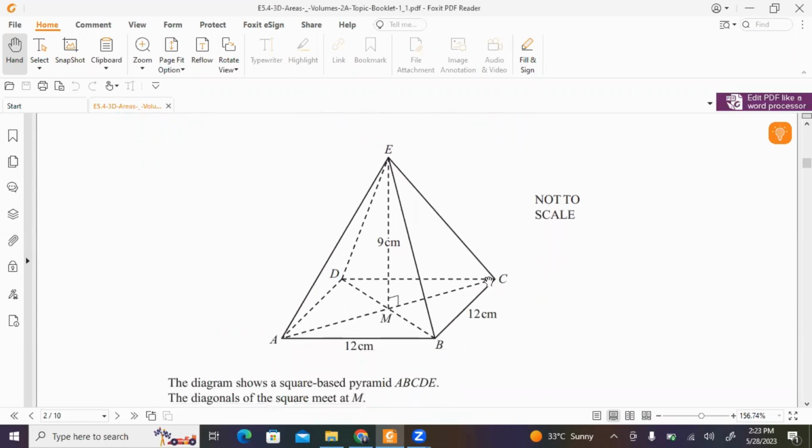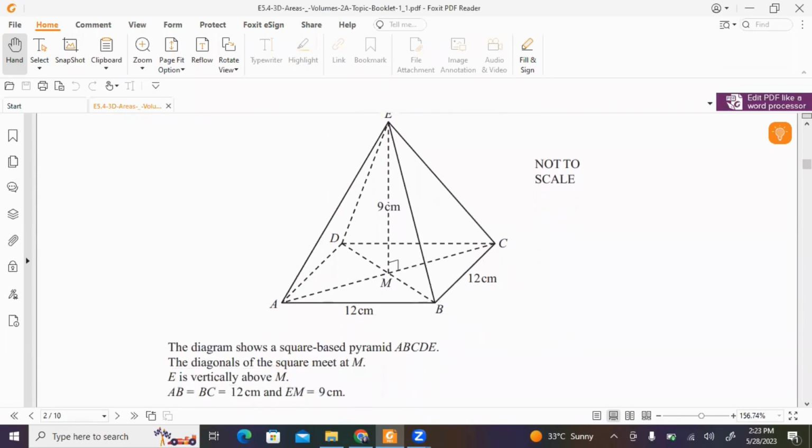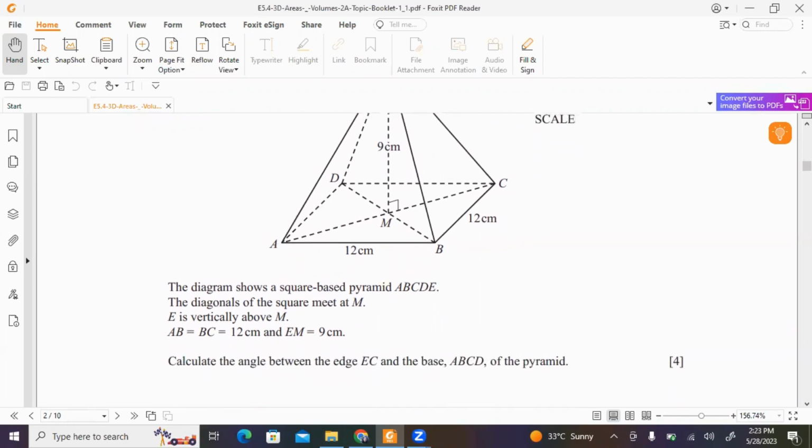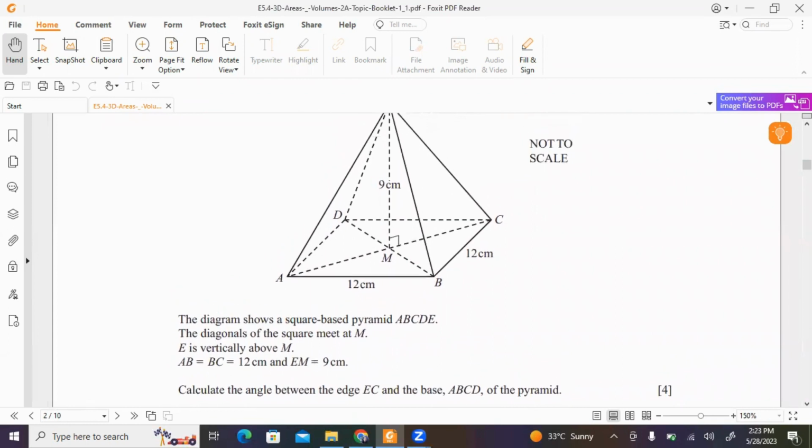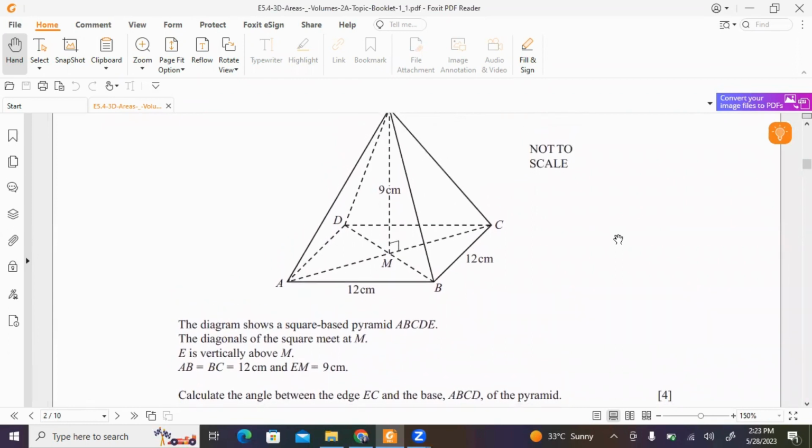So if you look at the first question, we have a pyramid, which is a square-based pyramid, and it says the diagonals of the square meet at M, E is vertically above M, AB equals BC, which equals 12 centimeters, EM equals 9 centimeters. You have to calculate the angle between the edge EC and the base ABCD of the pyramid.